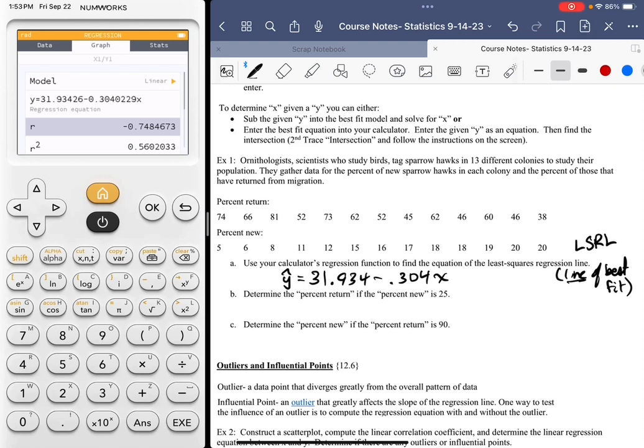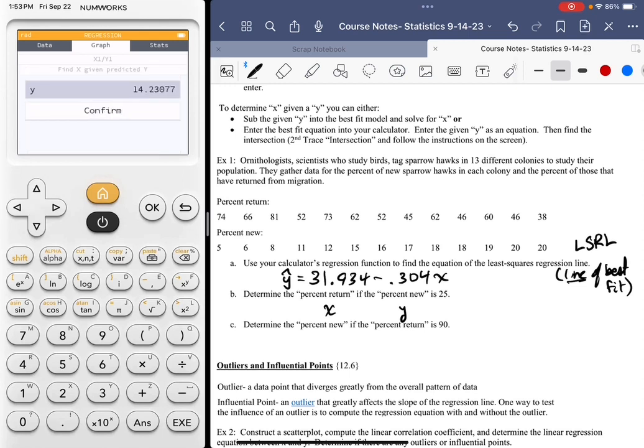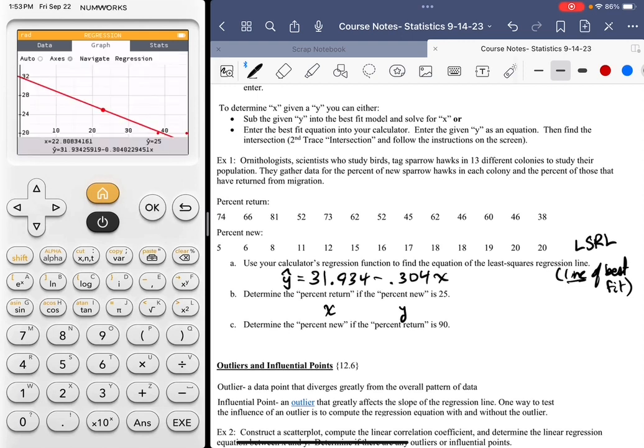It says determine the percent return. That's the X value, given that the percent new, which is the Y value, is 25. If I scroll down here, you can see predict Y given X or predict X given Y. I'm going to hit OK on that one, and below that is remove regression. Type in the Y that you know, confirm it, and it'll bring you to that point on the graph, but it'll also tell you what it's supposed to be. So the percent return is about 808.